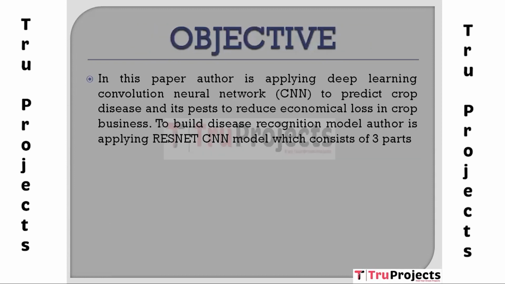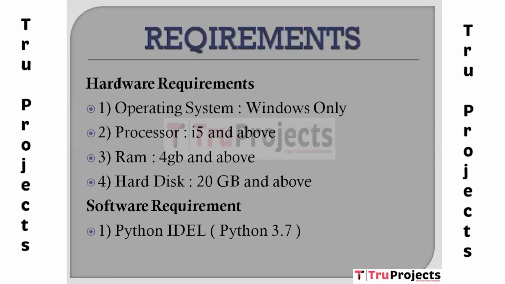The main project was focused on the prediction of diseases of the crop and also pests to reduce economical losses, using the CNN algorithm, convolutional neural network algorithm.